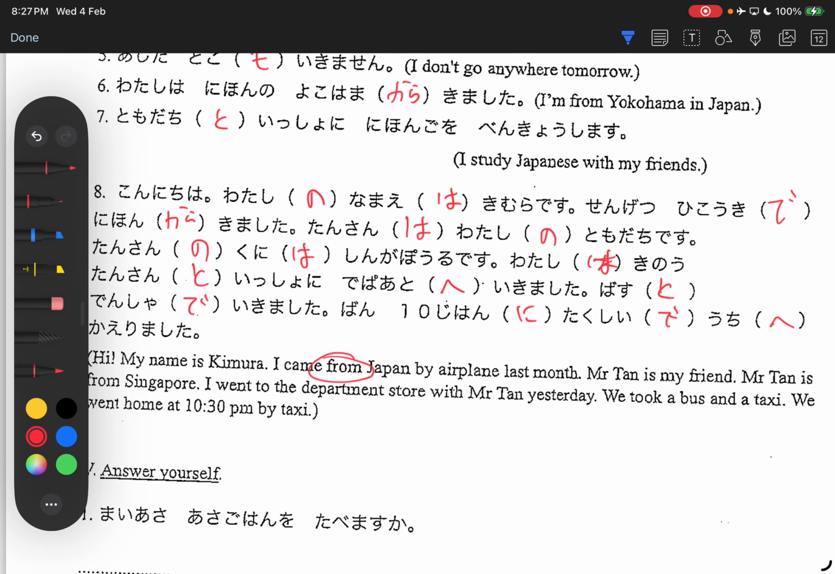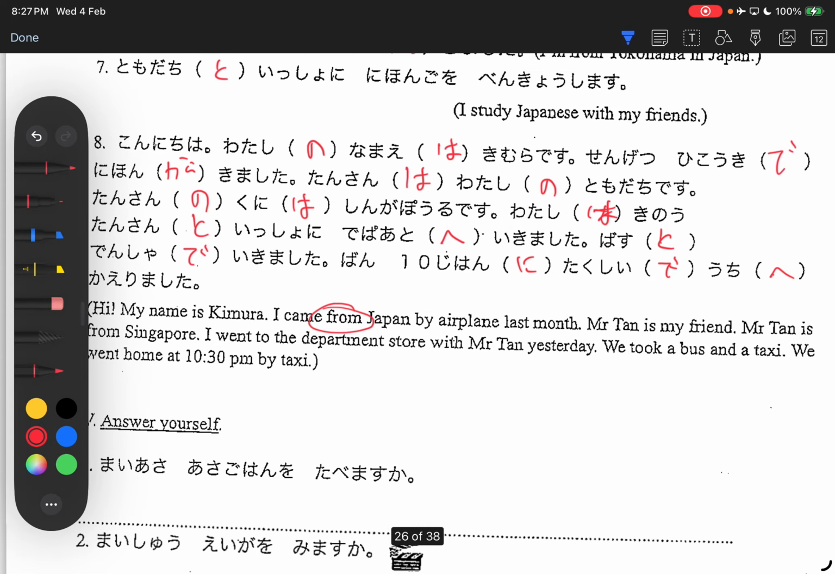10時に, at 10:30. Right? Taxi there. By taxi, I go home. I go back to home. Anyone want to say anything? Any? Okay, nothing. Answer yourself. Okay, come.